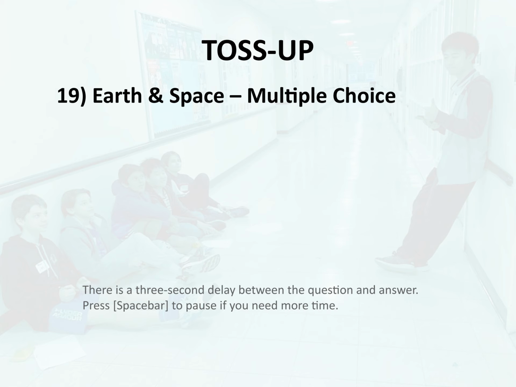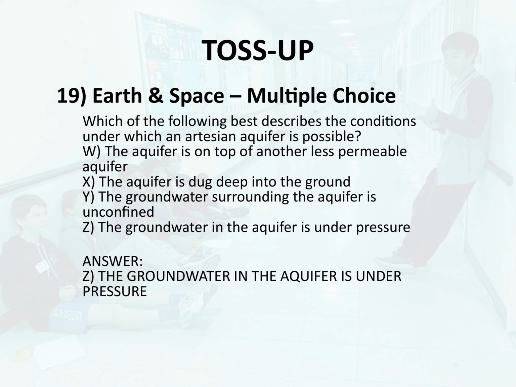Toss-up 19. Earth and space, multiple choice. Which of the following best describes the conditions under which an artesian aquifer is possible? W. The aquifer is on top of another less permeable aquifer. X. The aquifer is dug deep into the ground. Y. The groundwater surrounding the aquifer is unconfined. Z. The groundwater in the aquifer is under pressure. Answer. Z. The groundwater in the aquifer is under pressure.